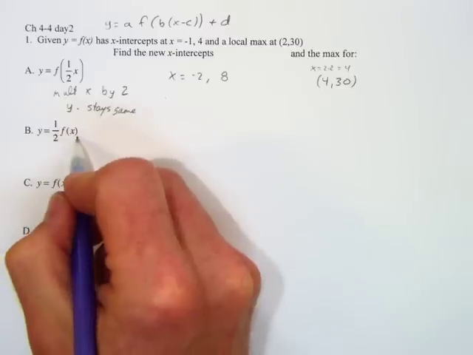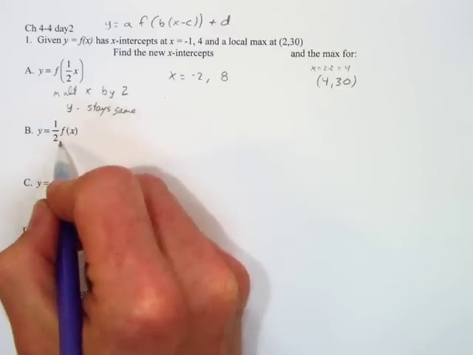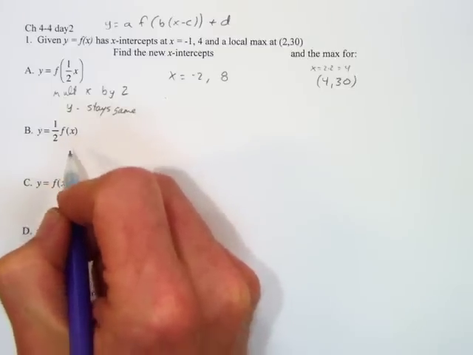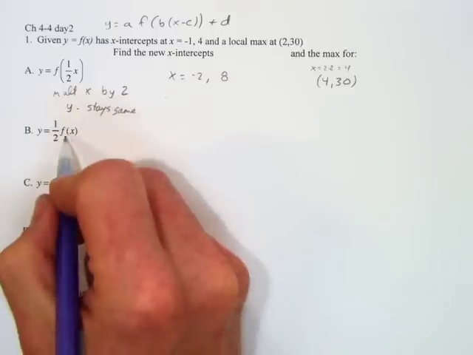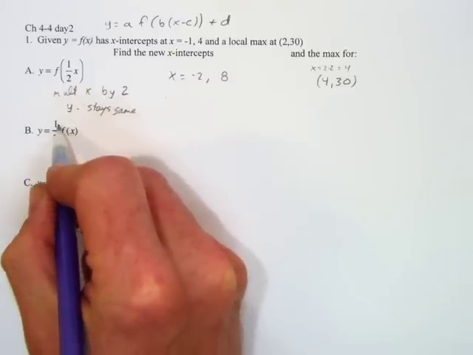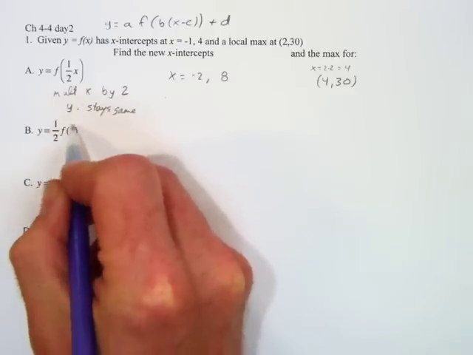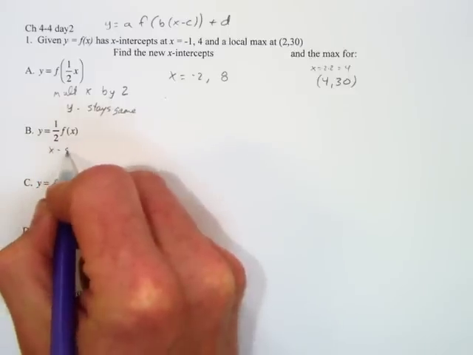The next one, 1/2 of f of x. What's being affected, x or y? That's the question you want to ask yourself every time. X is not being affected. We're multiplying 1/2 to the y value, the old f of x. So x stays the same.